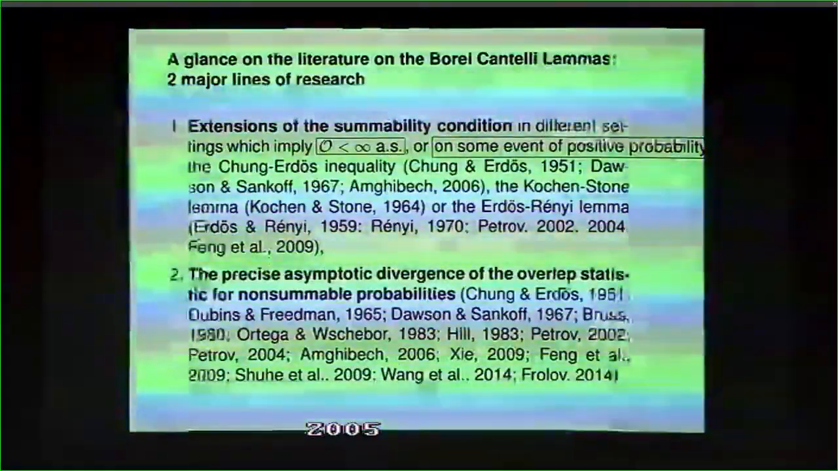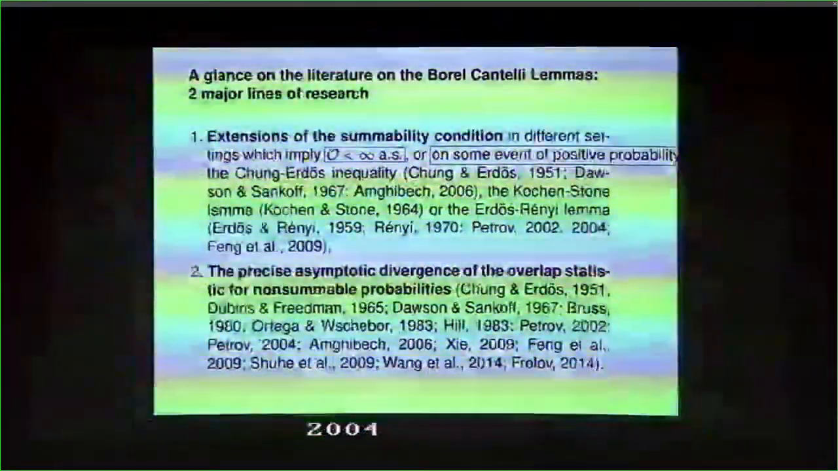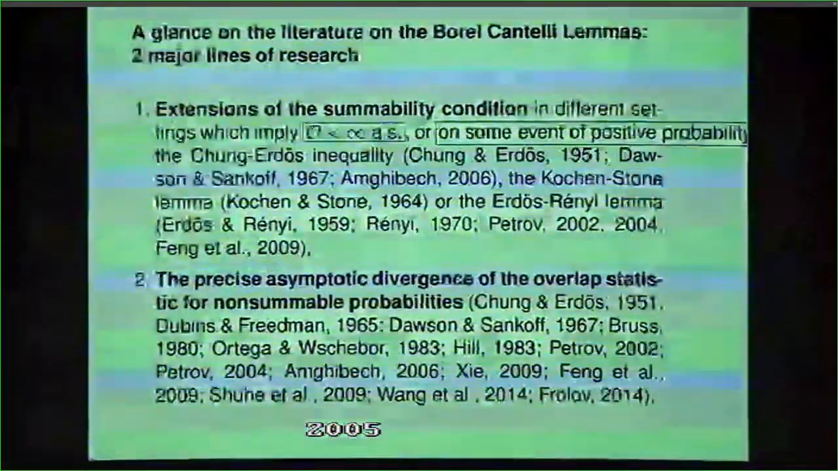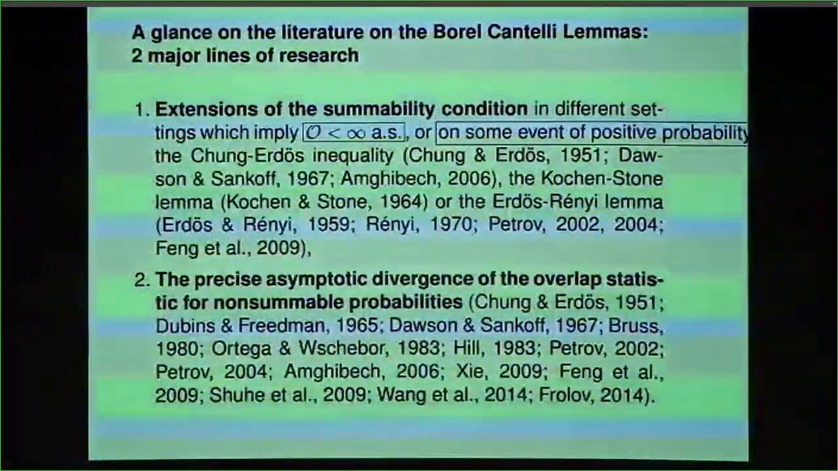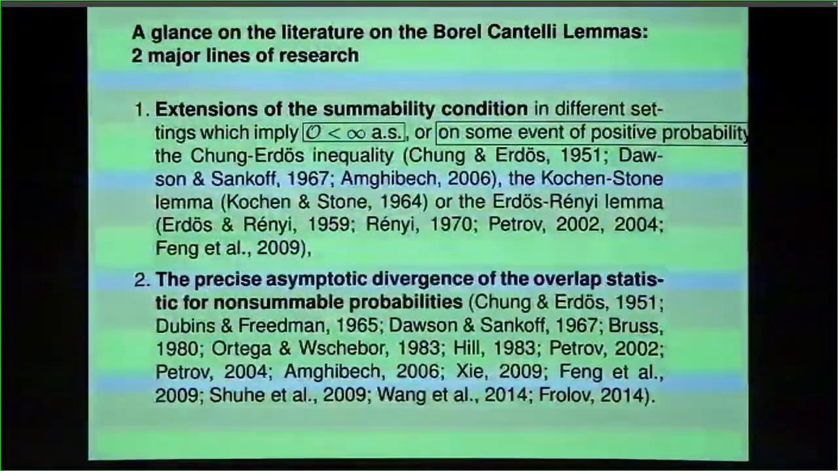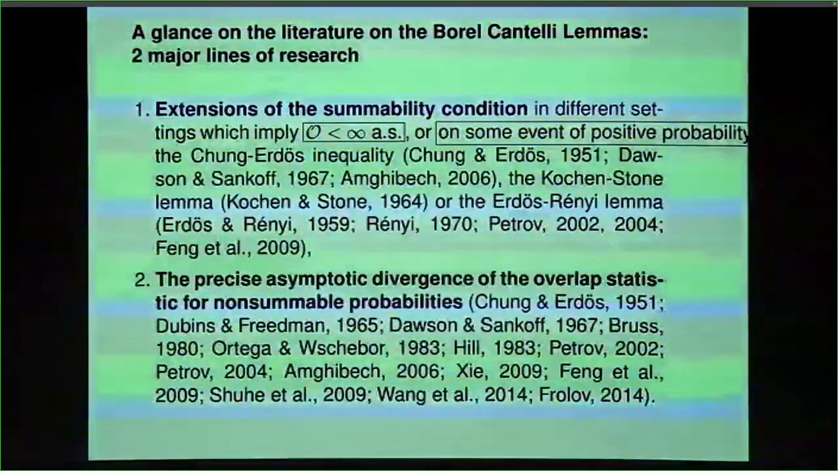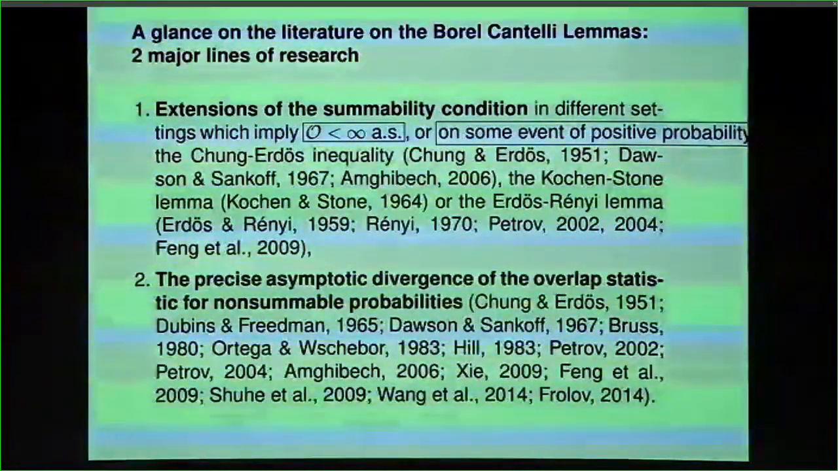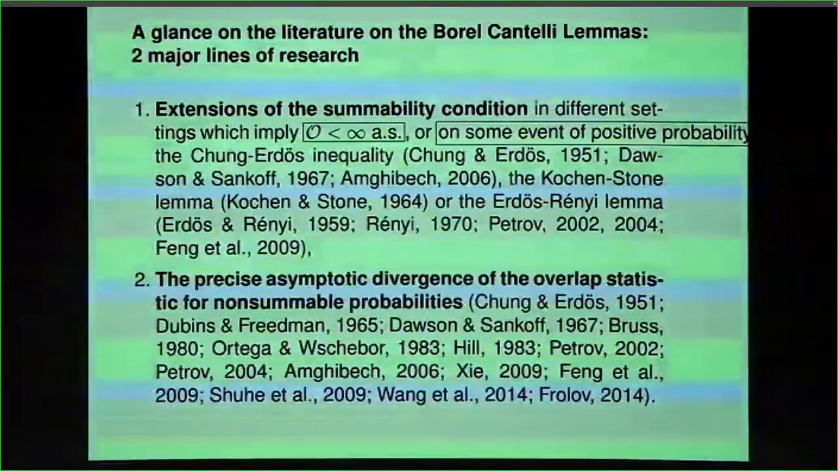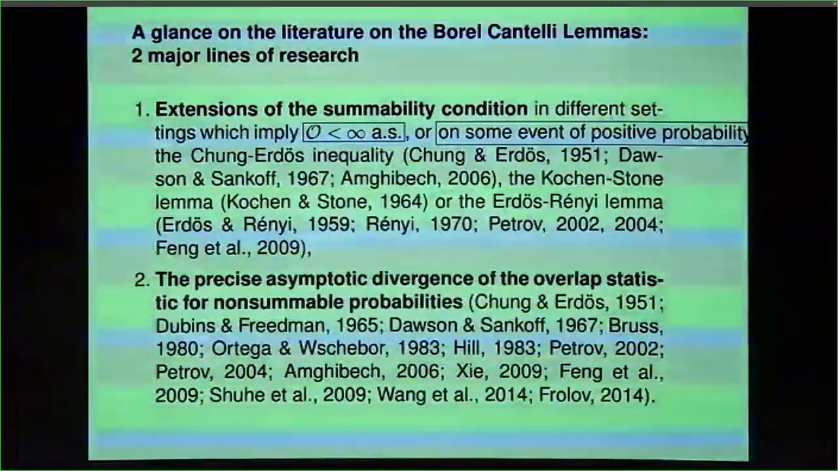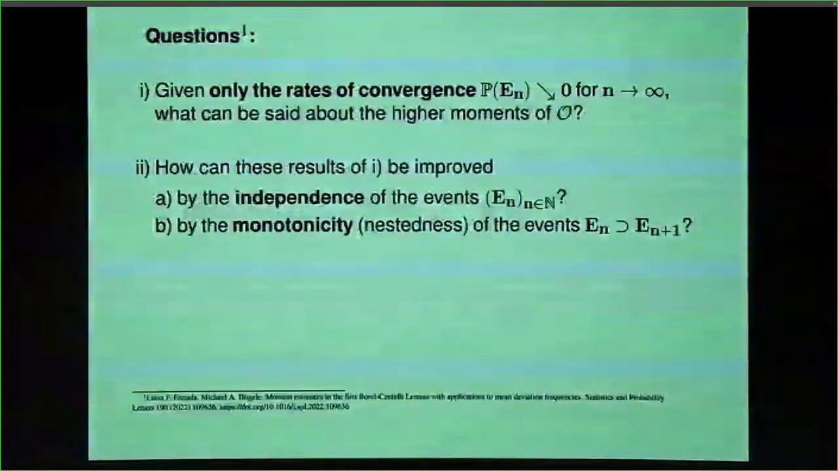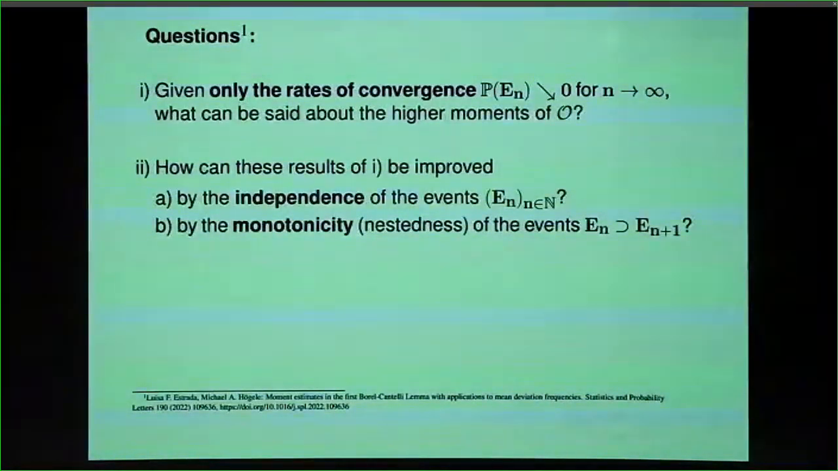Just two lines. The first thing is, there are many extensions of the summability condition to have O finite, or finite on some set of positive probability. So this is the first line, and there are a lot of results there, also conditional results, etc. And then the second part is about the second Borel Cantelli lemma, which just talks about divergence. Okay, so how fast things diverge if you have non-summability for independent events. So there's a lot which was done, and I will just restrict myself to the questions of this kind.